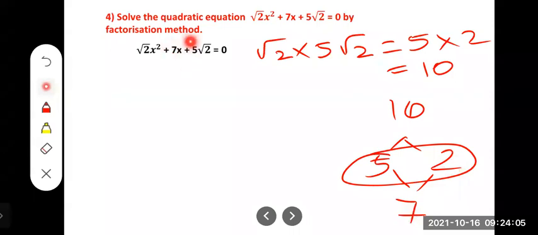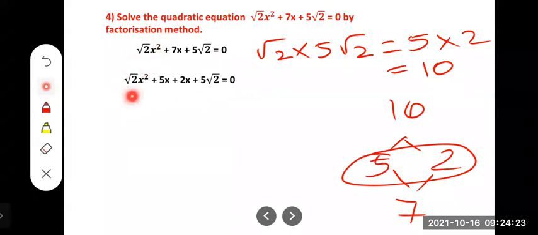So now instead of this middle term, we have to write this 5x and 2x. Clear? See. Root 2x square you write as it is. We have multiplied, but we have not removed it from here. When we write the next step, you have to write this root 2.